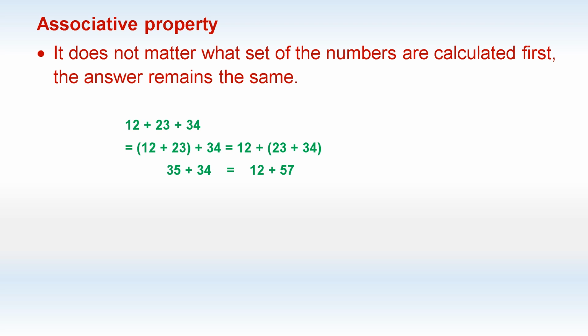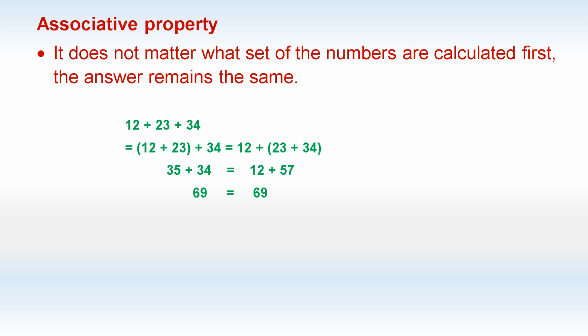Now, the reason why we group certain numbers together is basically to make mental addition or mental multiplication easier, because the associative property also applies to multiplication. So which do you think it is easier to add, the 35 and the 34 or the 12 and the 57? Right, so 35 plus 34 is 69, and 12 plus 57 is also 69. So you can see that whichever numbers you group together, you're still going to get the same answer.